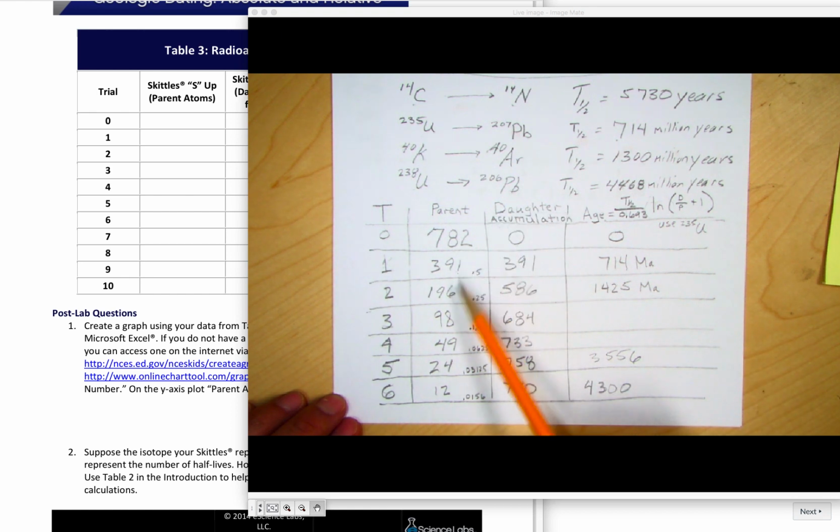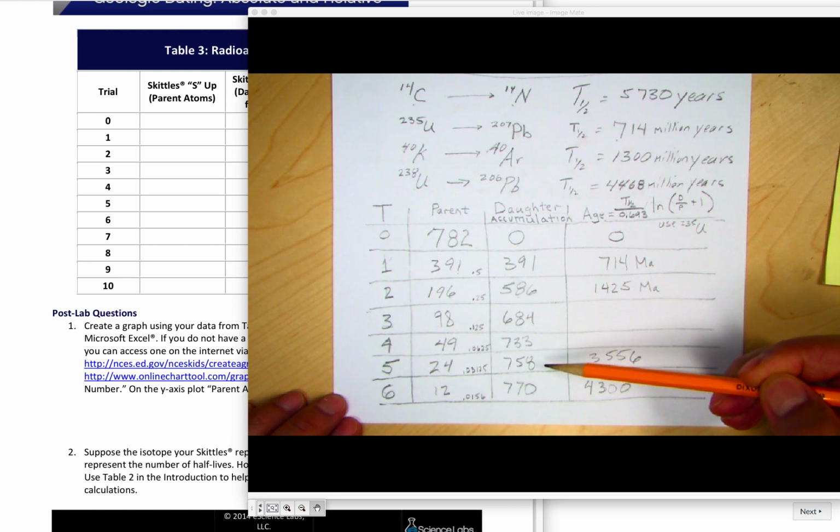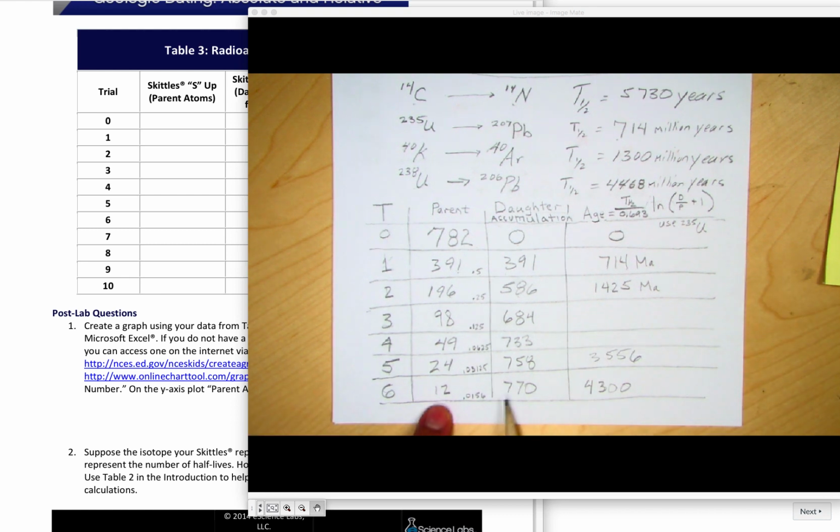So in other words, as I decay the parents, those parents turn into daughter product. As I go down here, you'll see that after 3 half-lives, I'm about half of 196. Then after 4, I'm half of 98. This just keeps going down by half, or pretty much close to. And this whole time, the daughter is increasing, accumulating, getting larger and larger. By my 6th trial here, I have 770 daughter atoms and 12 parent atoms. Those together add up to 782, my initial amount.